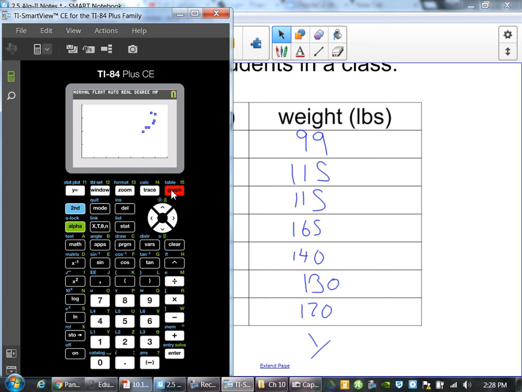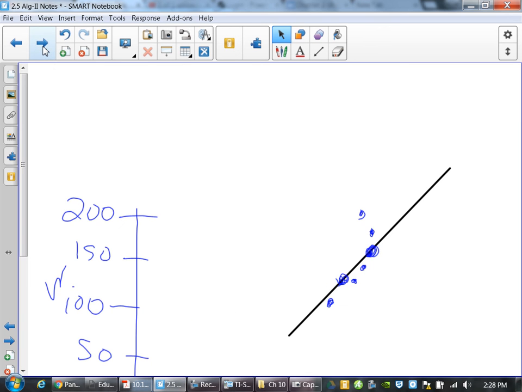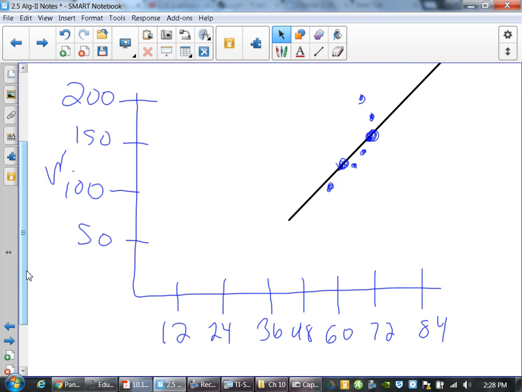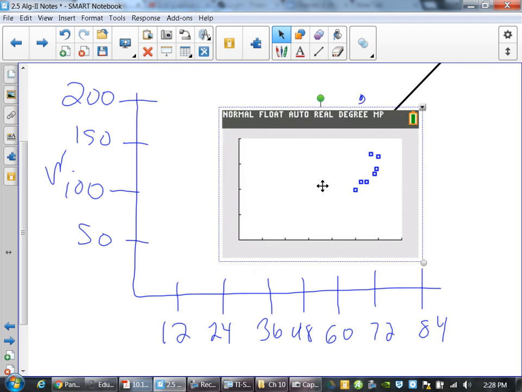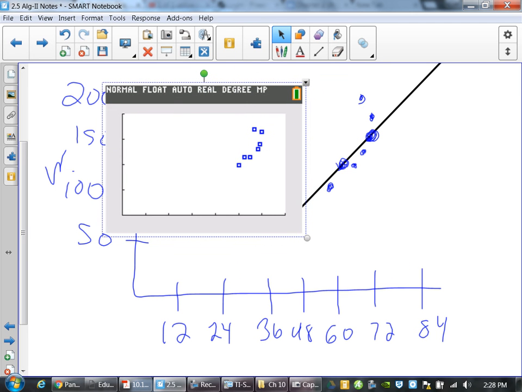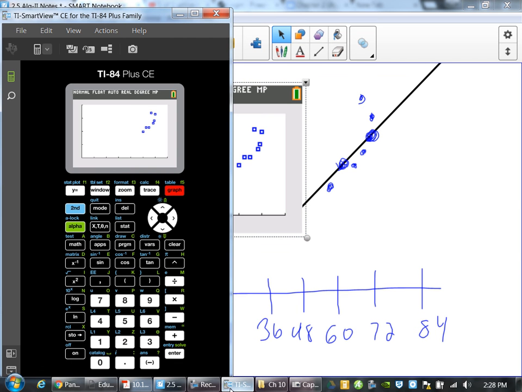So if we go back and look at our graphs that we did, hey, look at that. That's pretty close, isn't it? Oh hey, it's like we knew what we were doing. It's scary. But wait, there's more.